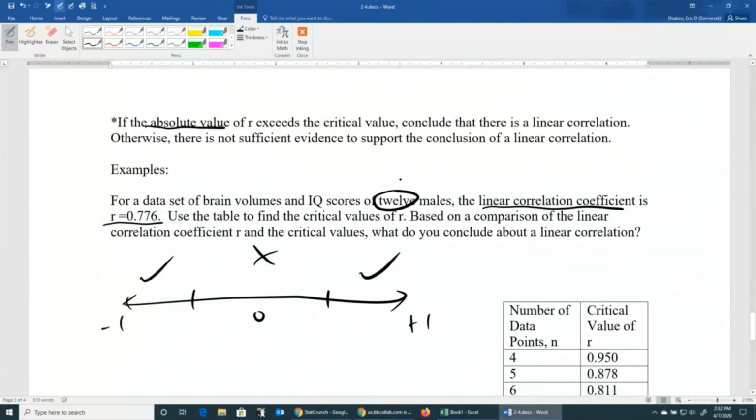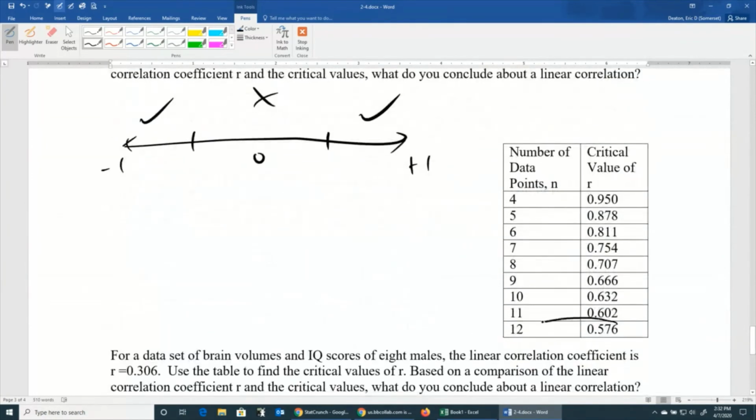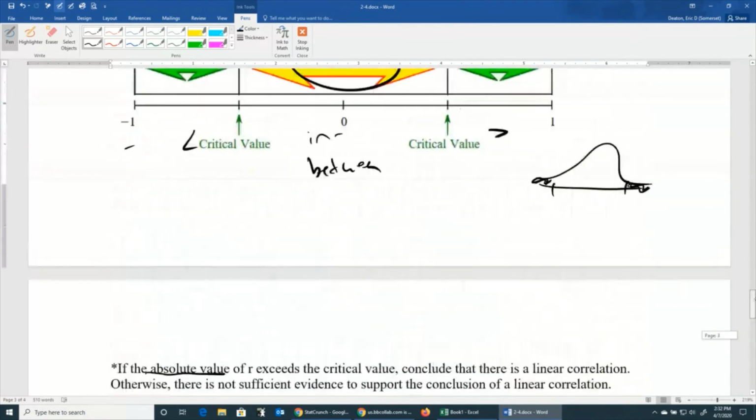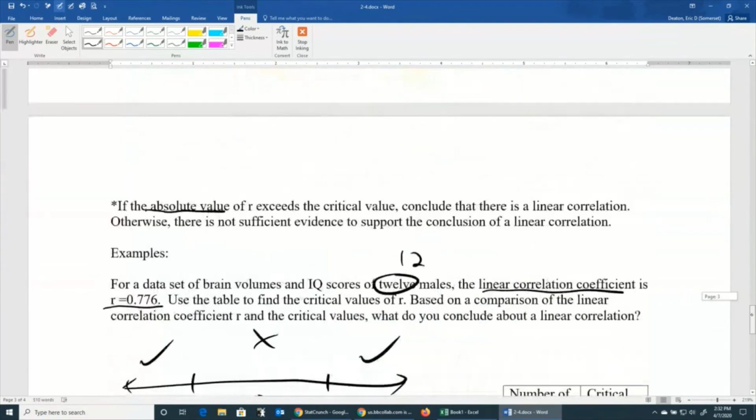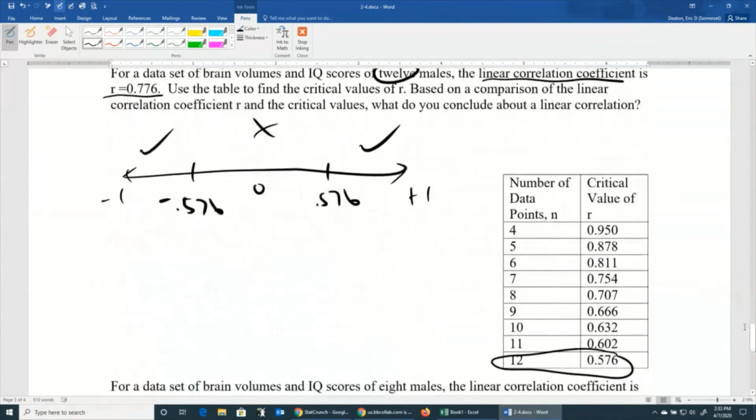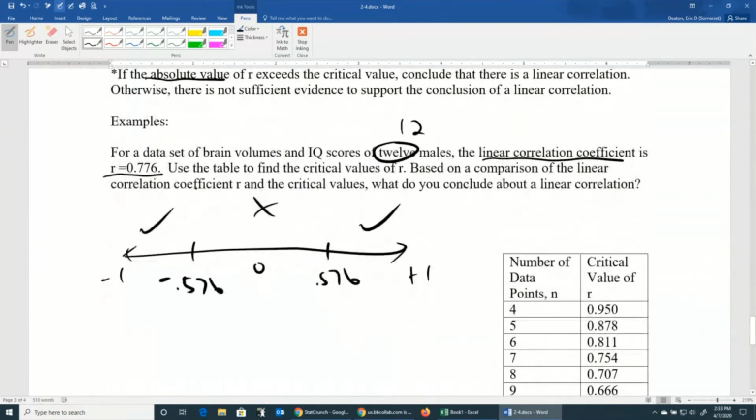So here's how this works. I see we have 12 males, and I come to this table and I see this 12. So this right here is 0.576. This critical value is 0.576, and this one is negative 0.576. Once again, I'm going to go up here to show you: 0.576, negative 0.576. These are the critical values. And then the R value is 0.776. If I were to plot that 0.776, I would put it somewhere over here.